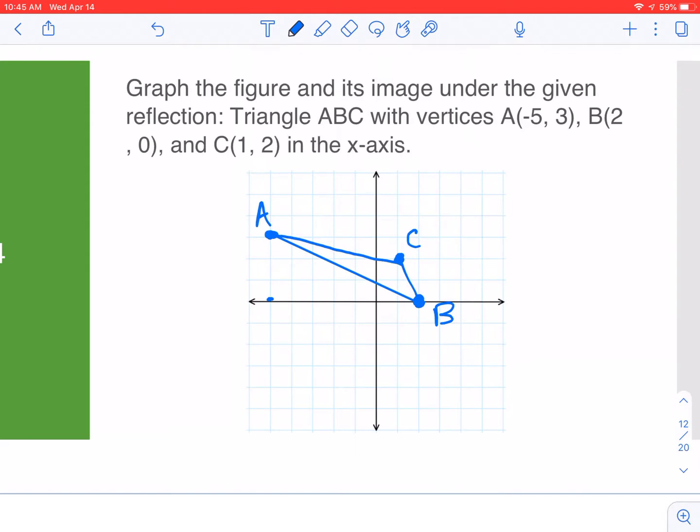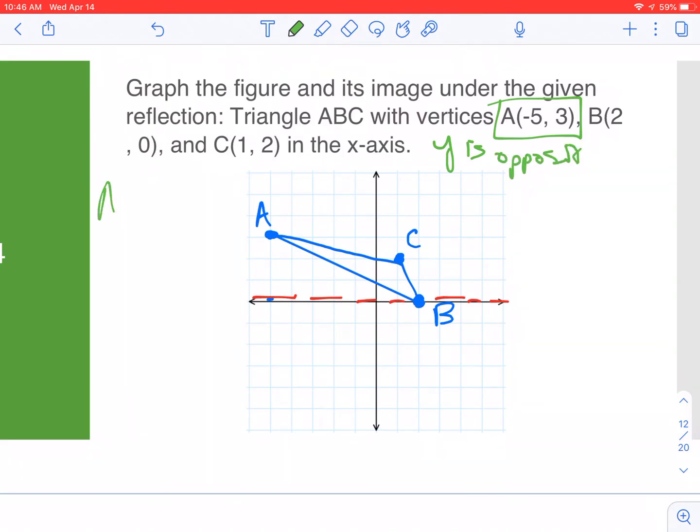Okay, now we're going to reflect it on the x-axis, which is, and you don't have to draw this, the x-axis is right here. That's what I'm going to reflect it with. So instead of counting the points now, what I can do is I can look at A and say -5, 3. If it's over the x-axis, y is opposite.